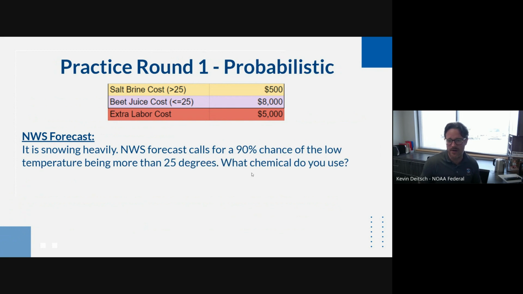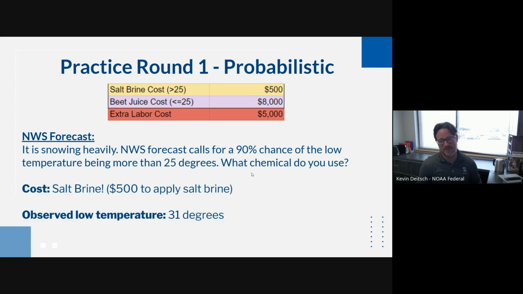Great work. Here's what the probabilistic forecast will give you. So we call for a 90% chance of the low being more than 25 degrees. What chemical would you use? We'll just go with salt. That's a pretty easy one. Same thing. You use salt, $500 to apply it, and the low was 31 degrees. You made the right choice.